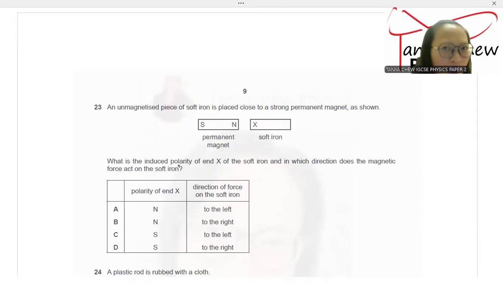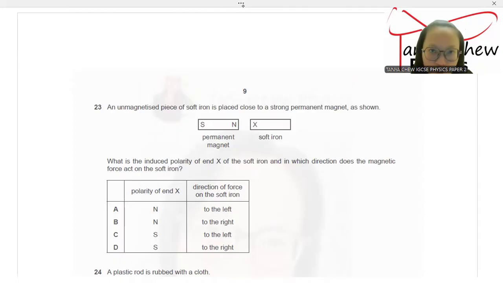Have you ever wondered why? The reason is here. Why? First of all, the fridge magnet is made of soft iron. Soft iron is a magnetic material that will undergo self-induction. What is self-induction? To induce itself, to be attracted to a permanent magnet.